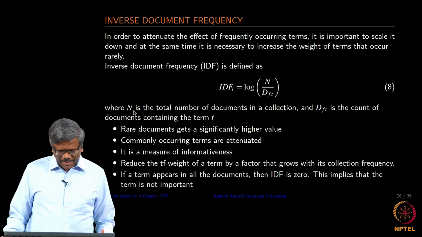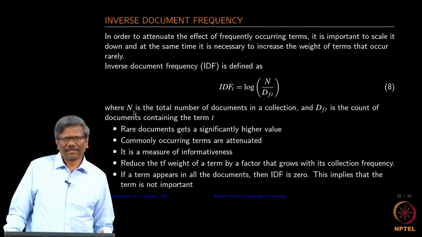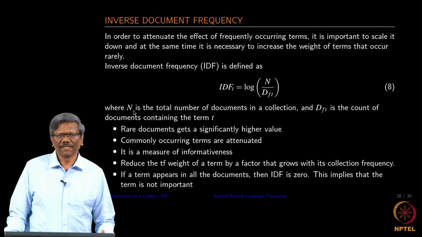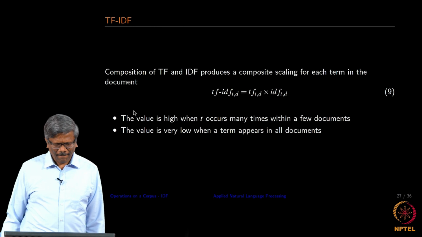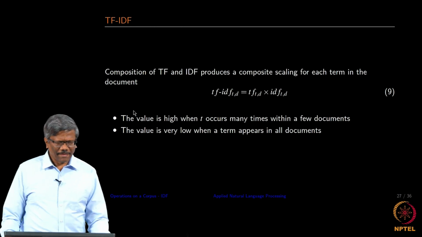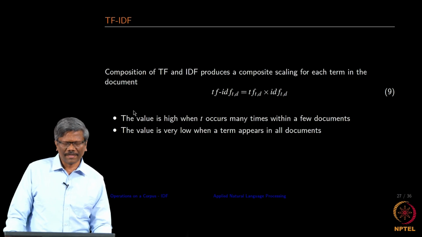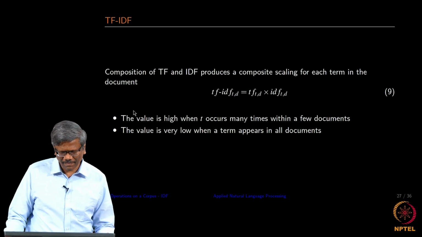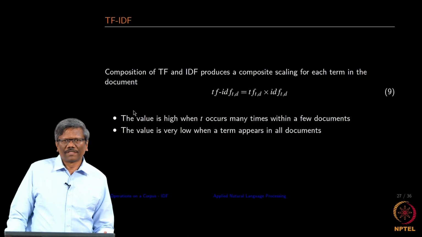So, extending this to a term that appeared in every document in that collection, the IDF would be 0. That means the term is not very important to the retrieval operation. As I mentioned earlier, we have to combine the TF and IDF. That is the ideal situation in many corpora. We will do the TF and IDF composition to find the value of a term.